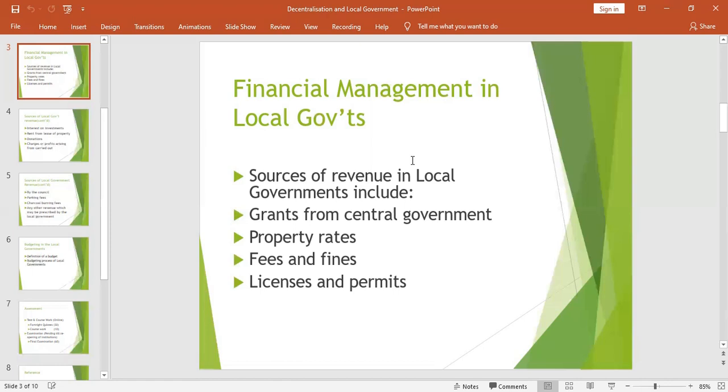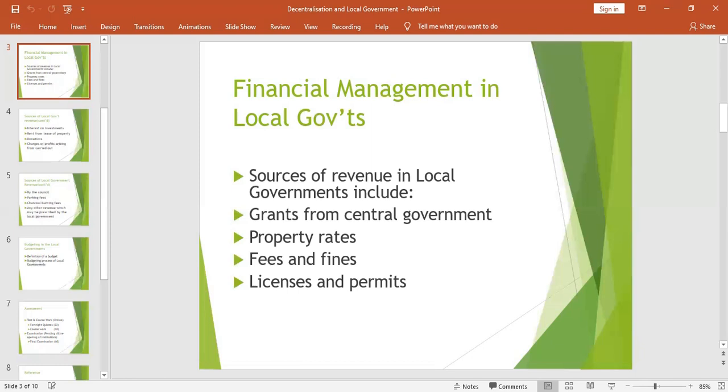Then another source of revenue for local governments is called property rates. Anyone owning property, especially in urban areas, pays some money which is charged on him by local government, and this is a source of revenue for the local government. Like you have a building in the town, you have to pay tax for it. Then we have fees and fines. Fees for the use of local government property and services, and then fines for the lawbreakers.